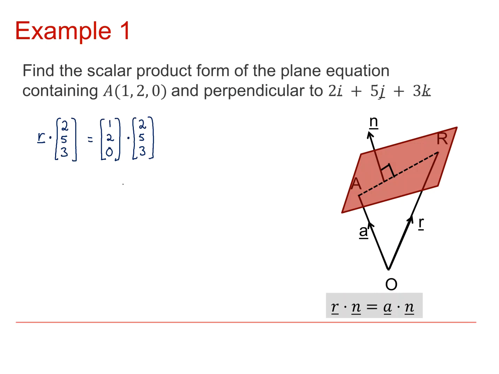Now I can work out the right hand side of this. 1 times 2 is 2, 2 5s are 10, 0 times 3 is 0, so that's 2 plus 10, which makes 12. So that I've got r dot (2, 5, 3) equals 12. And that's the scalar product form of the equation of this plane.